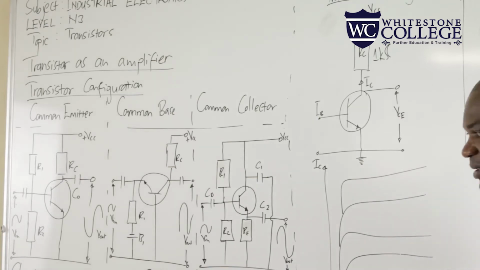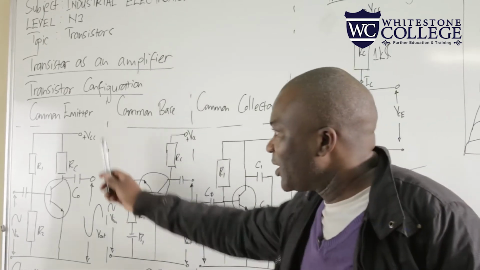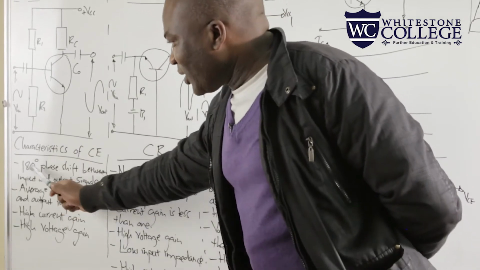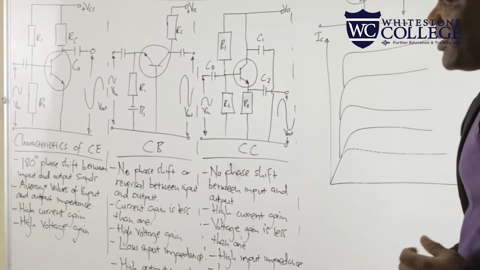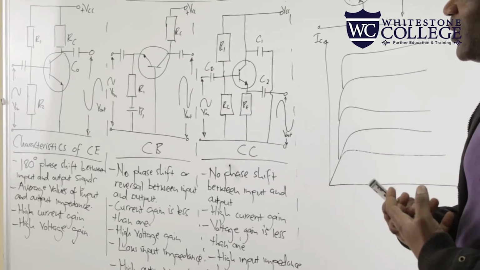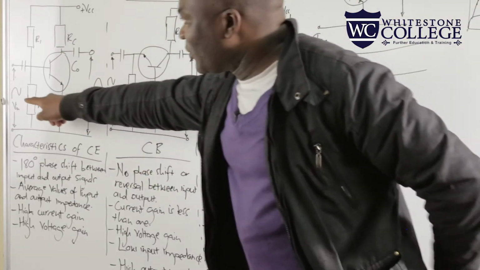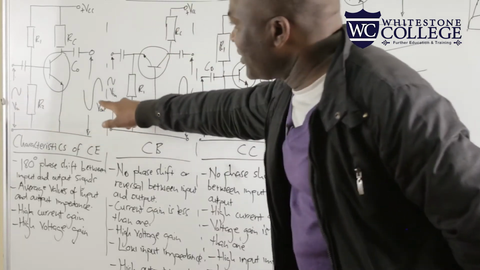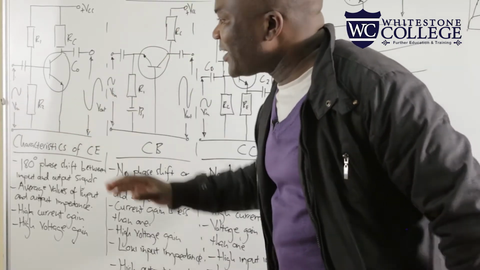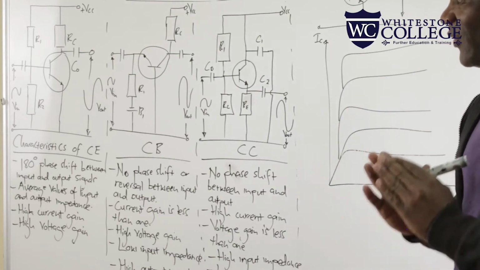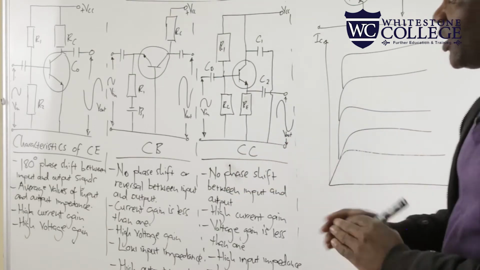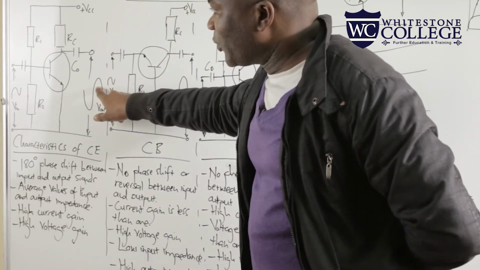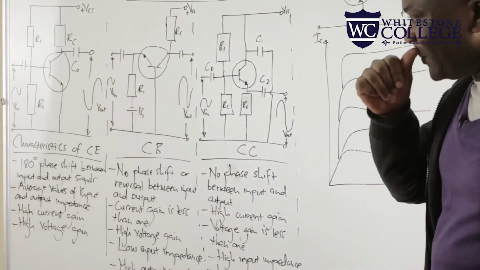There are characteristics that you're supposed to know about the common emitter configuration. The first one is there is a 180 degrees phase shift between the input and the output signal. You can see that we have a positive input here. That positive input results in a negative output. So we are saying there is a 180 degrees phase shift between the input and the output. When we have a negative input, we have a positive output. So there is a phase shift.